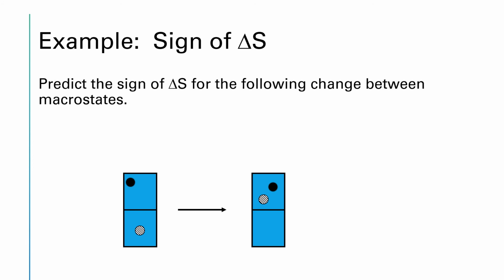Let's relate these ideas back to the previous video where we were more concerned with the sign of delta S. So if we start with 2 particles arranged in 2 separate positions, and we end up with those 2 particles arranged in 1 position, we have a decrease in entropy as those particles become condensed into just 1 location. So delta S here would be negative. Delta S for this transition would be less than 0, or negative.